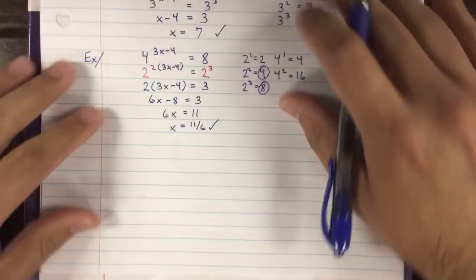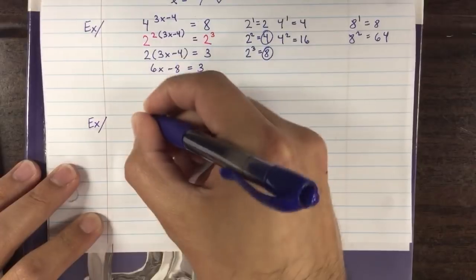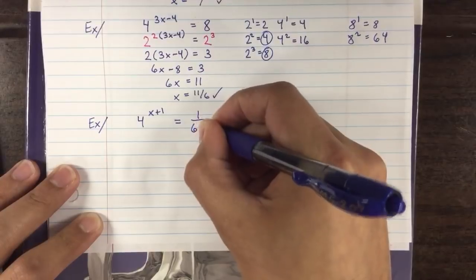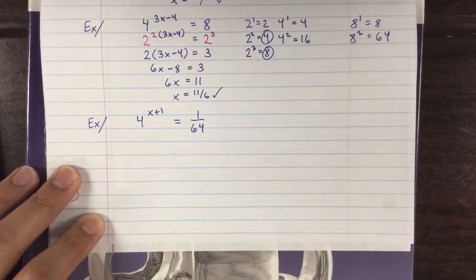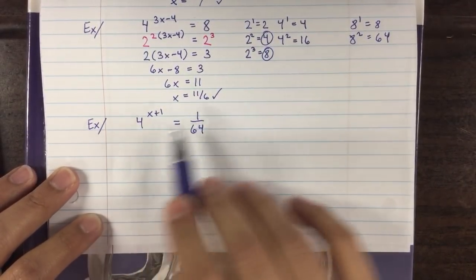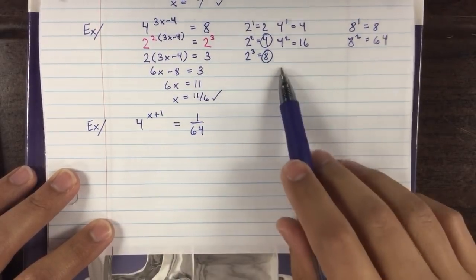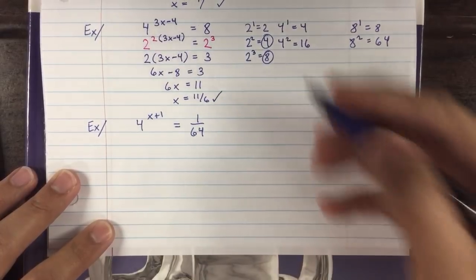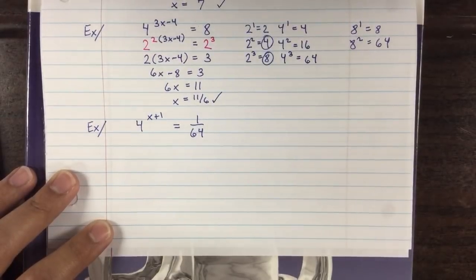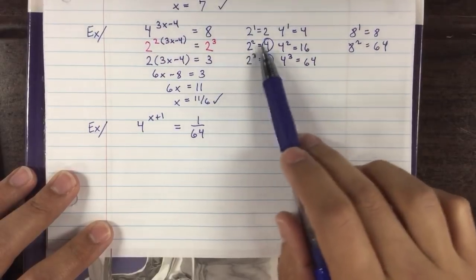Alright, so let's do one more on this side. Let's do 4 to the x plus 1 equals 1 over 64. Alright? So what do we need to do? Well, my smaller number's 4. So can I get 64 to be a power of 4, or a base of 4? Well, over here we stopped at 2. I could do 4 to the 3rd, which does equal 64. Okay? So we could have used 4, 3, 8, 2, but those bases are not the same. So 2 was a better answer for this one.